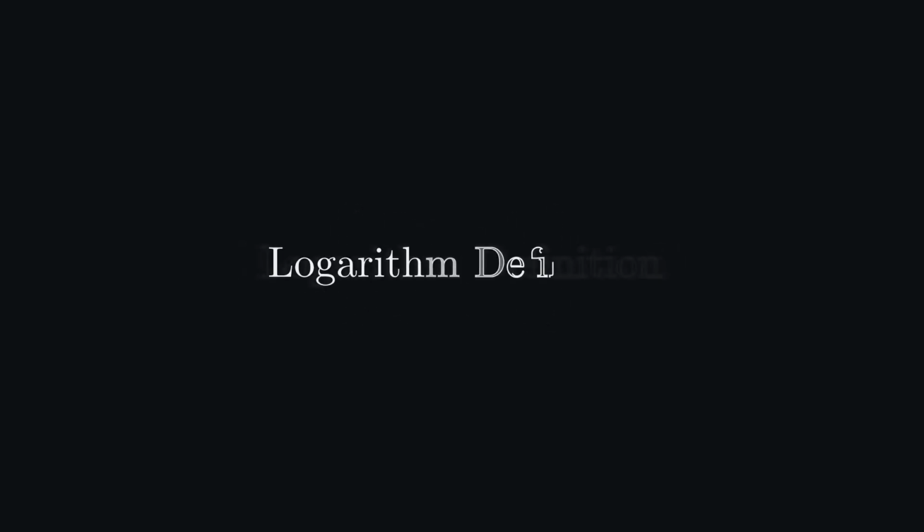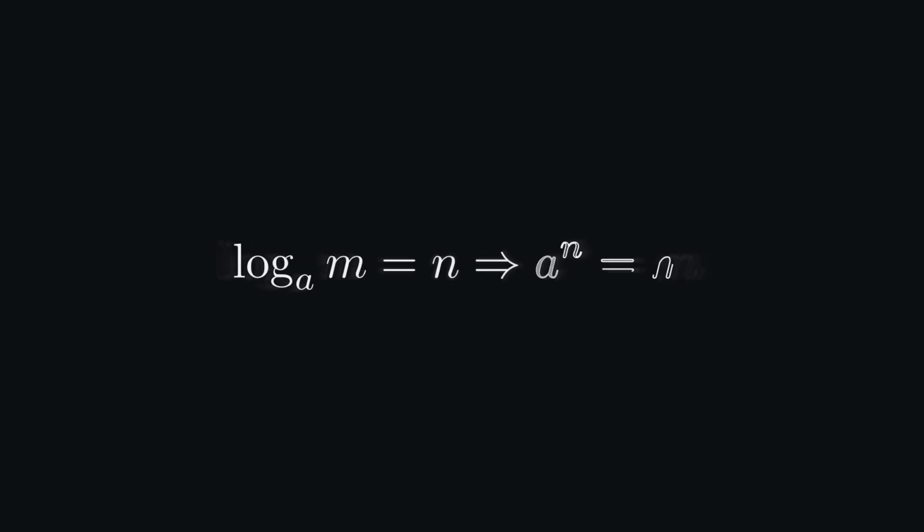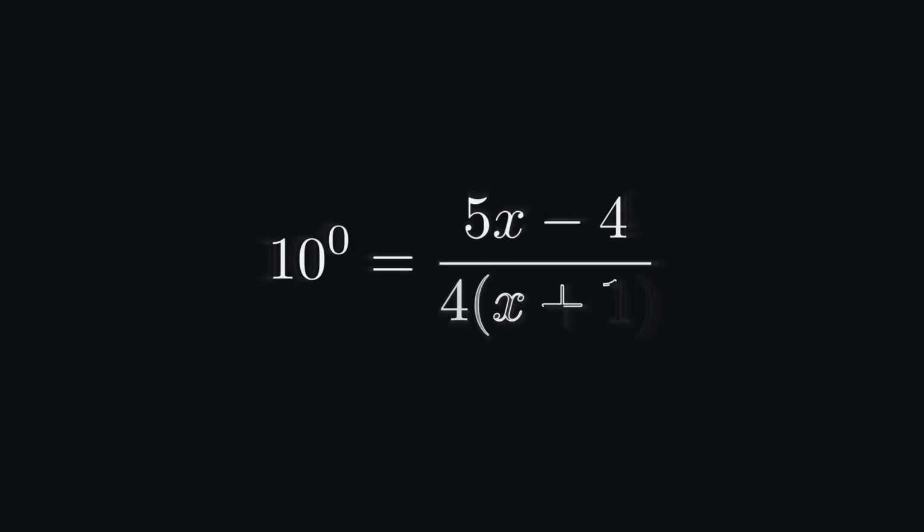Now, let's use the definition of logarithms. The definition tells us that if log base A of m equals n, then A raised to the n equals m. This means we can rewrite our equation as 10 to the power of 0 equals the fraction 5x minus 4 over 4 times x plus 1.